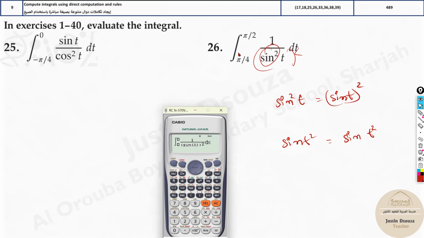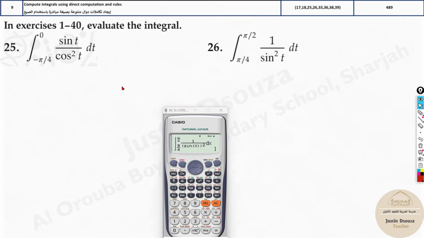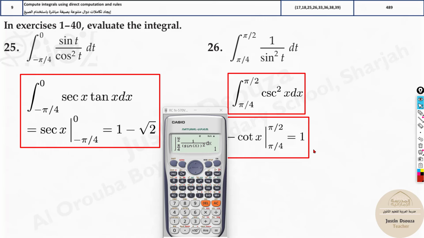Now put the limits. Since it's given in pi by 2, don't go and change anything to degrees. Just put it as it is, pi by 4, and over here we have to put pi by 2, so pi divided by 2. Now what we need to do is change the mode of the calculator to radian if it is not already in radian. Changing the mode to radian is very simple: Shift, Mode, and then press 4. So this directly gives you the answer. The answer must be 1, and that is 1.